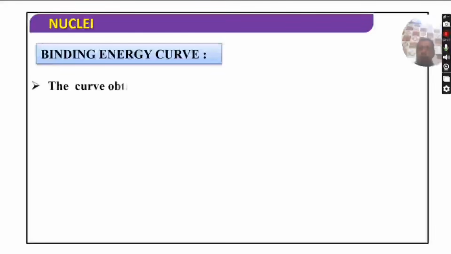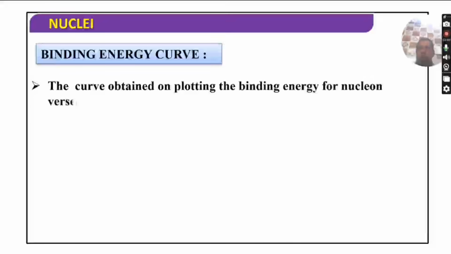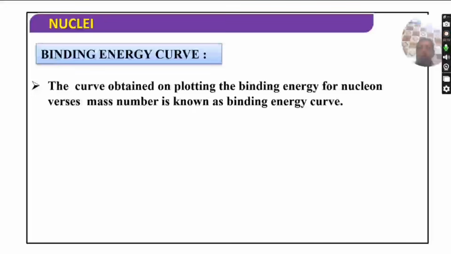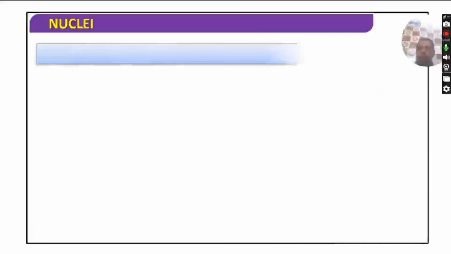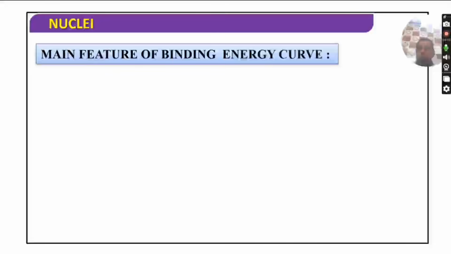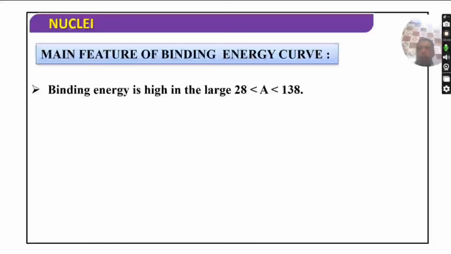Binding energy curve. The curve obtained by plotting the binding energy per nucleon versus mass number is known as binding energy curve. And this is the diagram between binding energy per nucleon versus mass number. Now, the main features of the binding energy curve. Number 1, binding energy is high in the range A greater than 28 and less than 138.